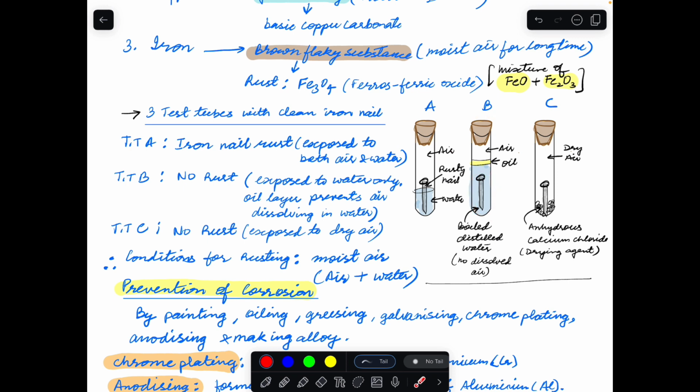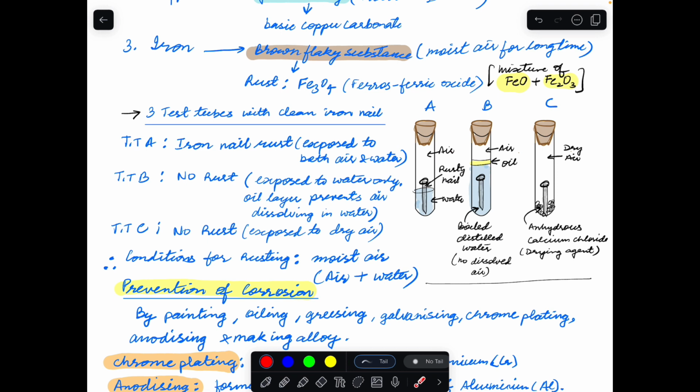And in test tube C, we have again taken a test tube with a nail, but in this case we have not added water. So we removed one of the parameters. But you know, in our atmosphere, air also has moisture in the form of water vapors. Those water vapors we will eliminate by putting a dehydrating agent like calcium chloride. Calcium chloride is a drying agent, so it will remove all suspended water molecules in the form of water vapor. So test tube C basically has air but no water.